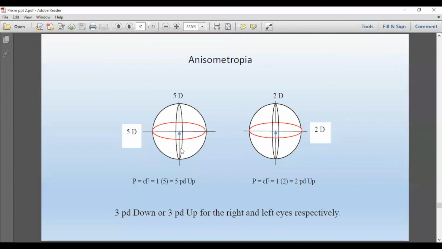So at 1 centimeter below the optical center, by using Prentice, I've got 5 up, and for the left eye, I've got 2 up. Now your difference over there, we've got to subtract. So my resultant there will either be 3 base down or 3 base up for the right and left eyes respectively. So as you can see now, your field of view, this is the important thing to remember. It is pointless choosing a large frame if I'm only going to use that part of the lens. So always interpret your prescription.